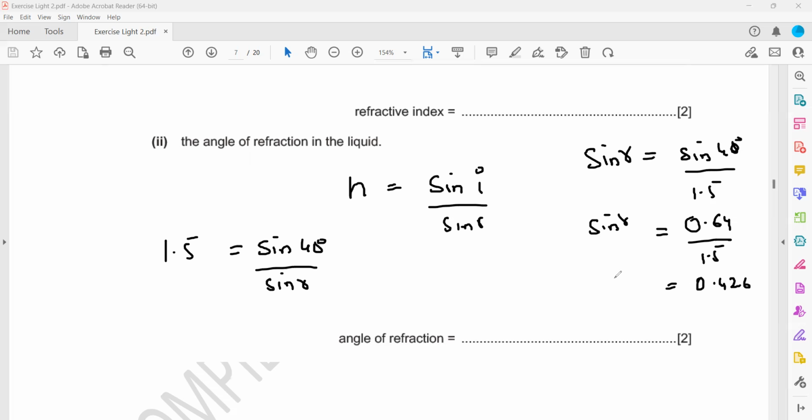So 0.426 is sin r, but we need r. So r equals sine inverse of 0.426, which is 25.2. And it is obvious, because the speed is decreasing, so the angle of refraction should also be smaller than the angle of incidence, so it will be 25.2.